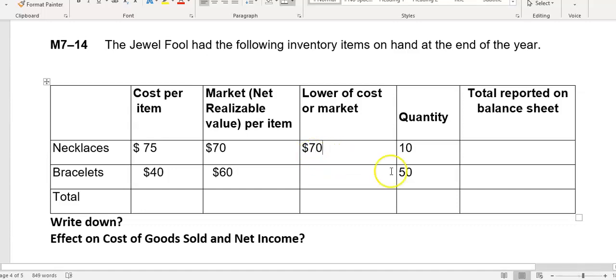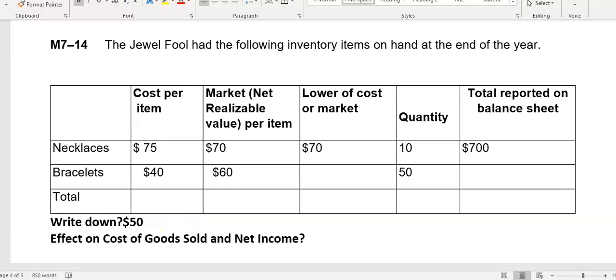So $70 times 10, the total reported on the balance sheet then would be $700 for the necklaces. That means that they will be written down $5 each, from 75 down to 70. The total write down on those necklaces will be $5 each times 10 items, or $50 for the necklaces.